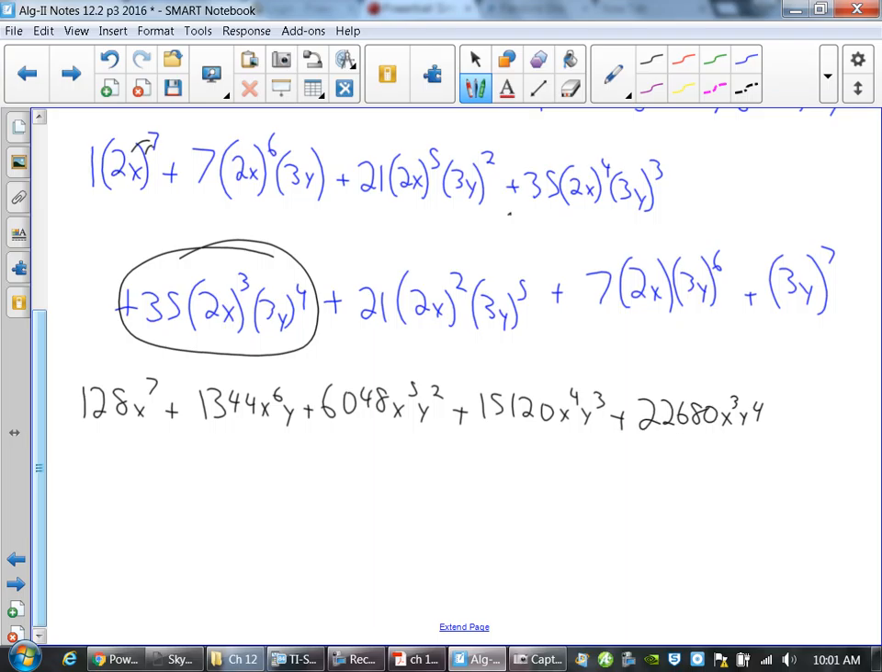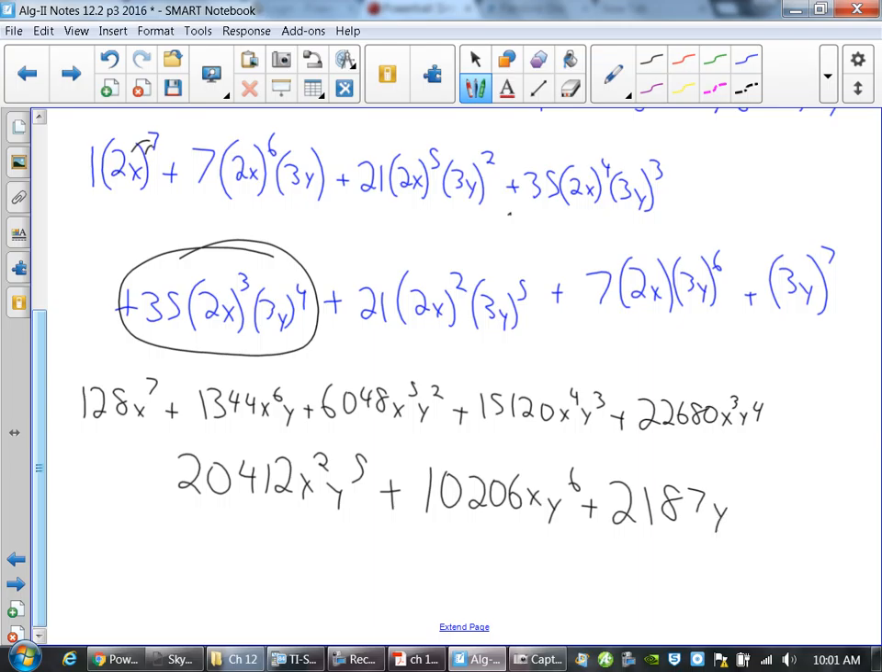Then 7, 2, and 3 to the 6th: 10,206 x y to the 6th. And 3 to the 7th is 2,187 y to the 7th. And my big, nasty, horrible looking expansion problem is done.